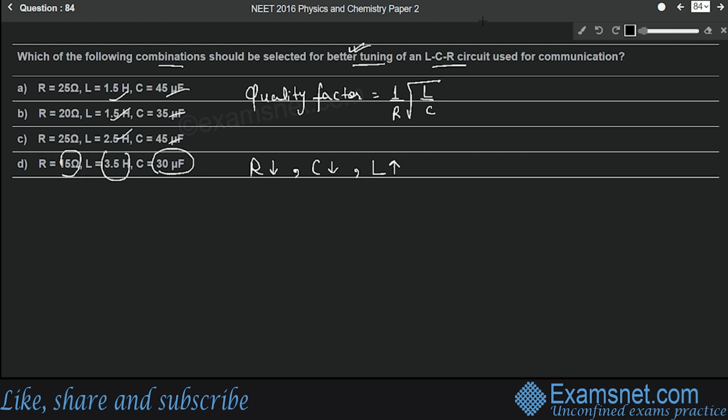So here you can see that the value of R and C are minimum and the value of L is maximum. That means it will give the maximum quality factor. That means the tuning will be best in this case. So option D will be the correct answer.